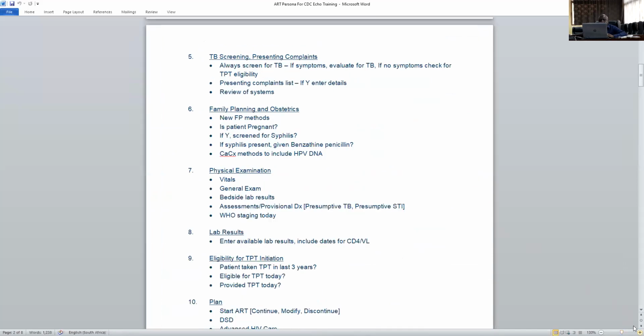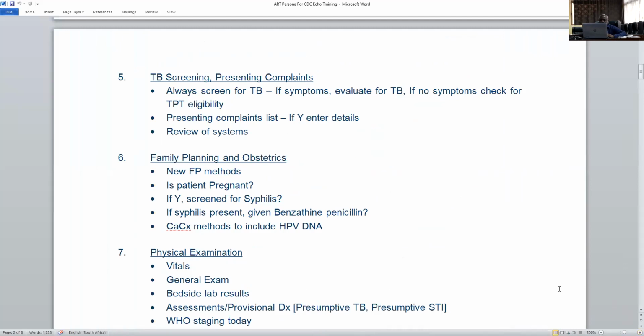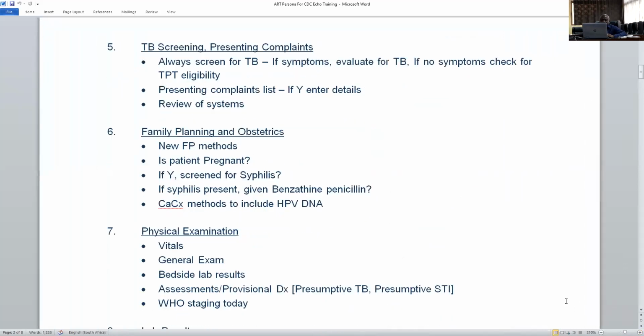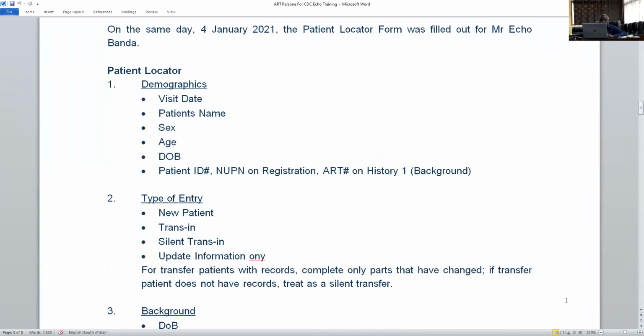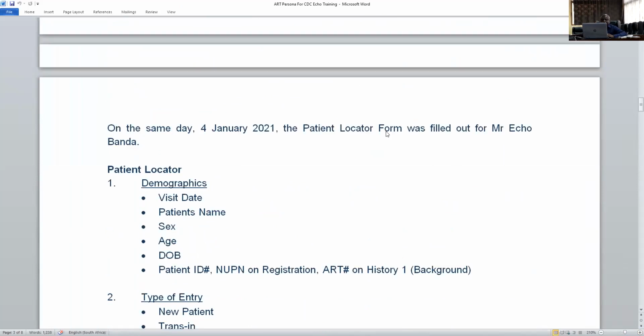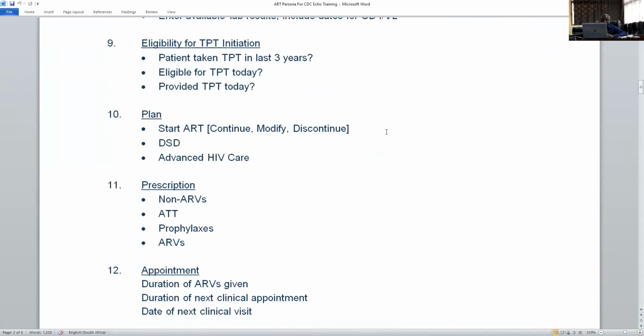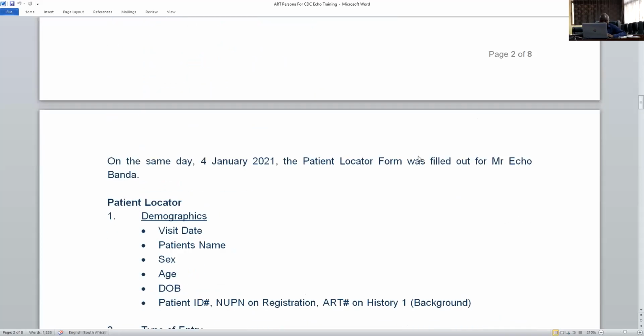Drug history, then there's the TB screening, presenting complaints, family planning, physical examination, eligibility for TPT initiation, the plan, the prescription, and the appointment is basically what we're going to see in the system. Then the story continues on page 2.